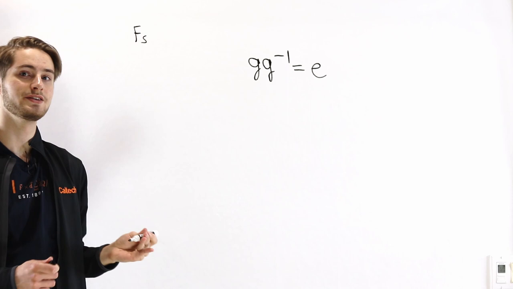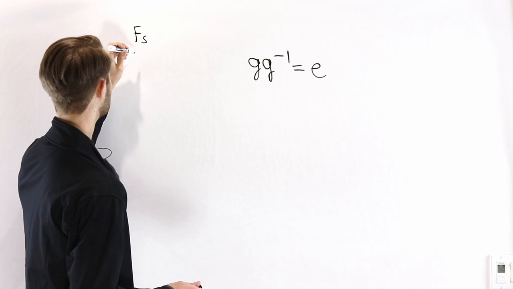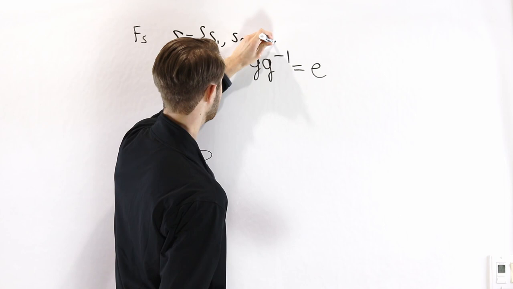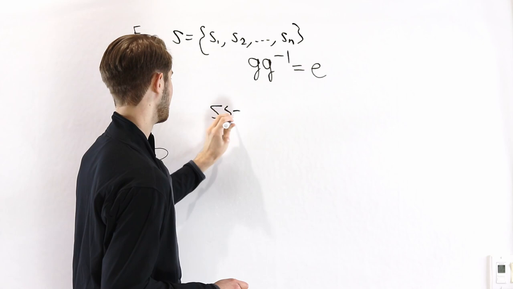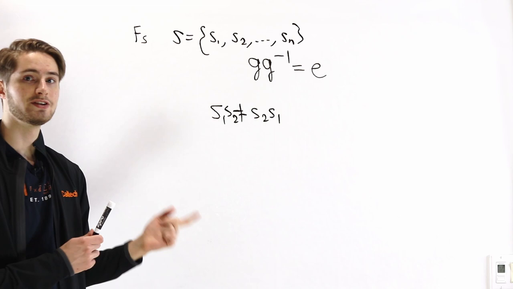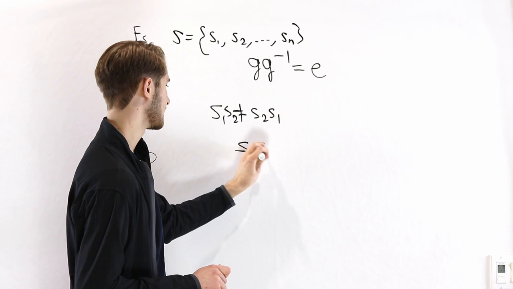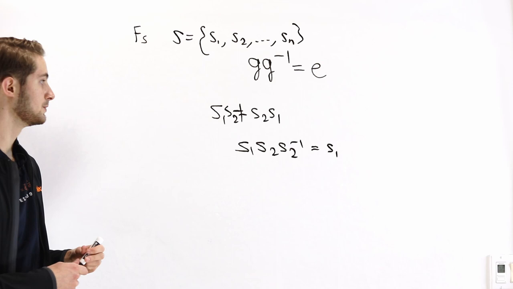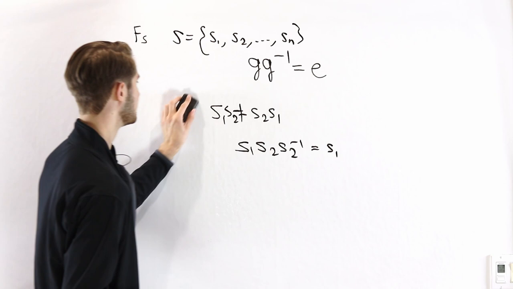But if we're looking at the free group on a set of elements, so suppose that we have a set having the elements S1, S2, and so on to Sn. If we have S1 times S2, this is never going to be equal to S2 times S1 by definition. In fact, there is no product that's ever going to be equal to any other product except in a case where it has to in order to be a group. For example, S1 times S2 S2 inverse is equal to S1, because in a group we need to have that the inverse times the original element gives us the identity. Besides that though, there are no relations at all.